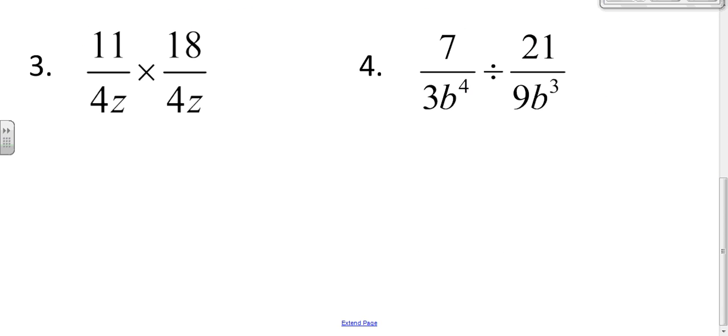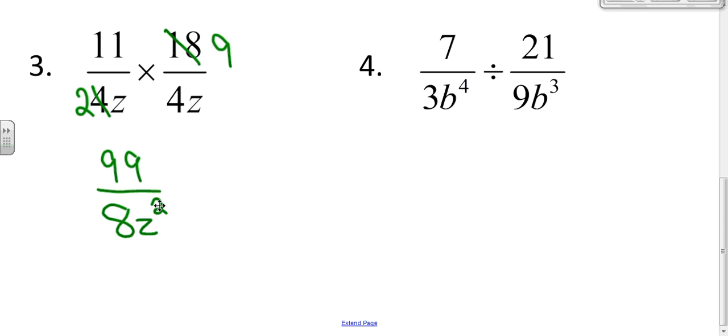Finally, these last two, I am going to cross reduce if I can. So I can see I can cross reduce this 4 and this 18. 2 goes into 4 2 times, and 2 will go into 18 9 times. So I get 11 times 9 is 99. 2z times 4z, 2 times 4 is 8, and z times z, z squared.